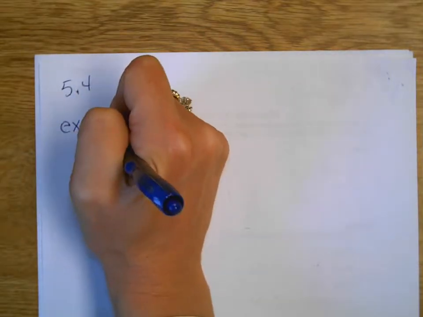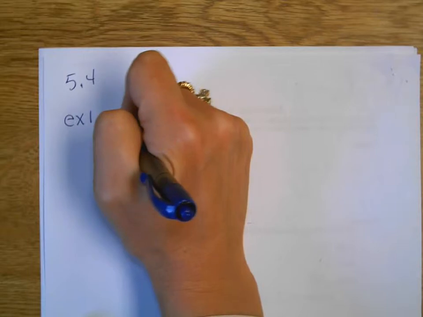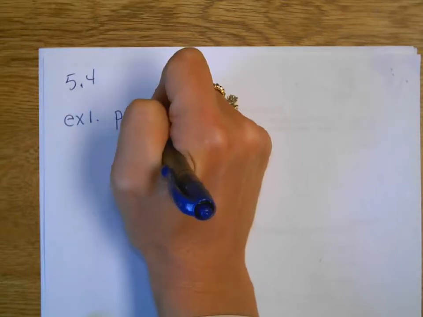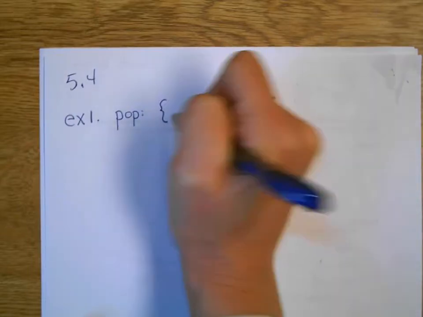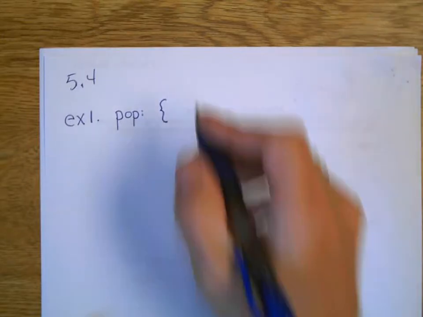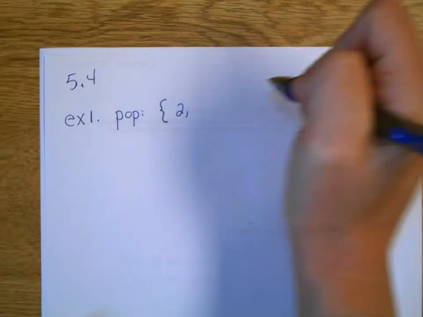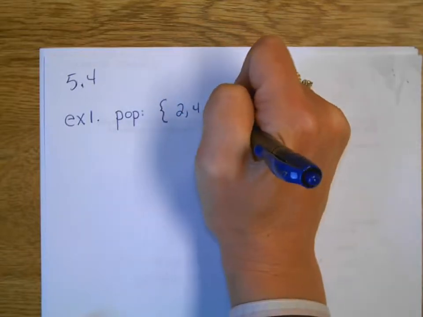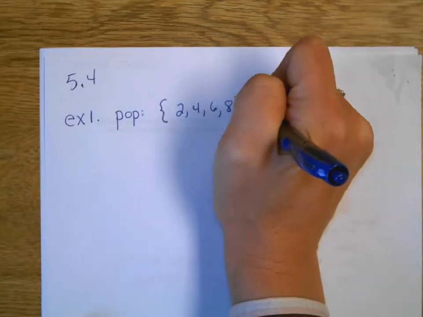We are going right into an example to get a little theorem discovery going on here. We're going to have a population of values. What does population mean? That means everybody. We have a population that has 4 people in it: 2, 4, 6, and 8. That's it.